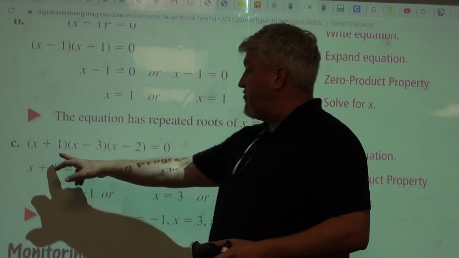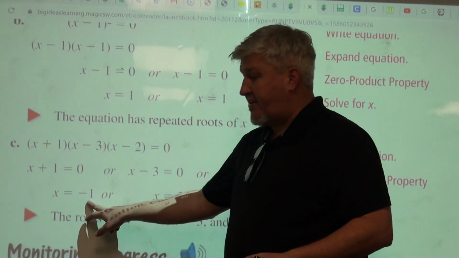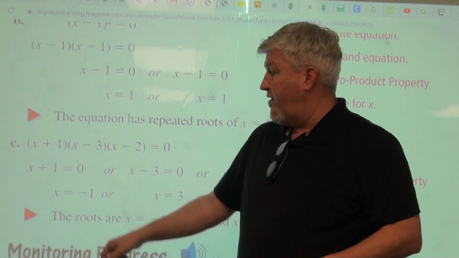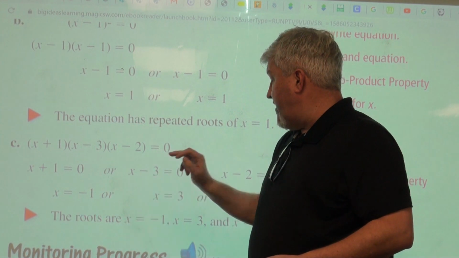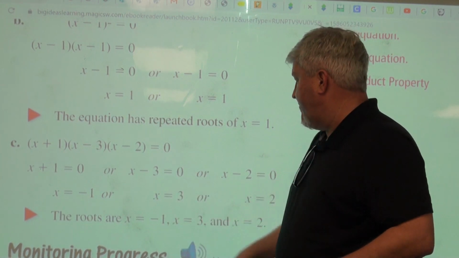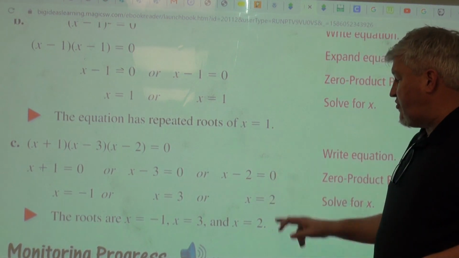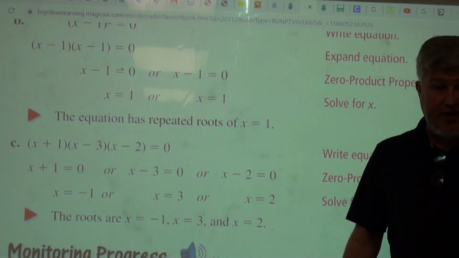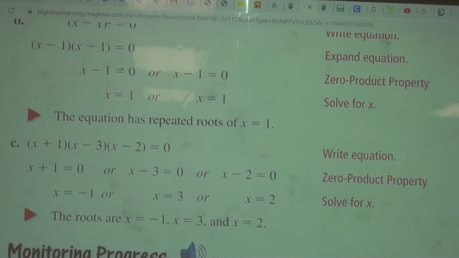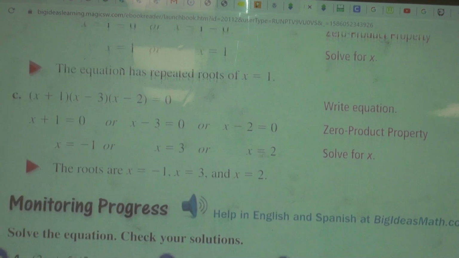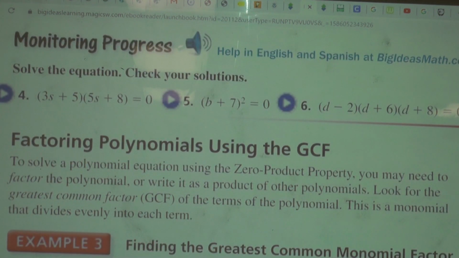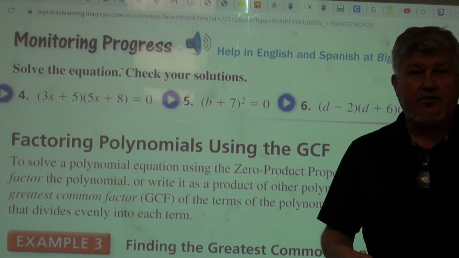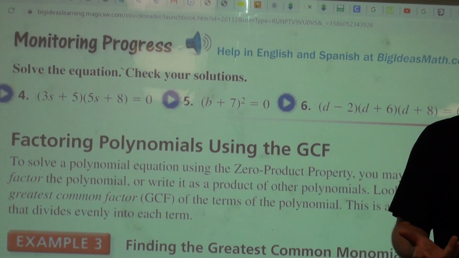If you do x plus 1 equals 0, that means x equals negative 1. If you have x minus 3 equals 0, that means x equals 3. And if you have x minus 2 equals 0, that means x equals 2. Very basic. I think you guys are catching on. If not, we'll work it together in class. Monitoring progress. 4, 5, and 6, please. Complete 4, 5, and 6 with what we just did.